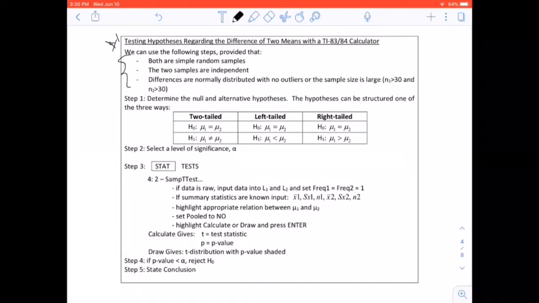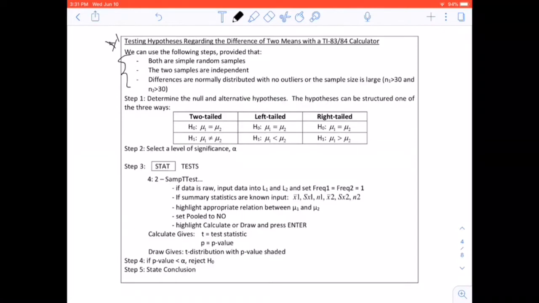Step 1 would be determine the null and alternative hypotheses. The hypothesis can be constructed one of three ways. If you notice, your null is saying that the means are equal to one another for each sample, and our alternative depends on if it's a two-tailed, left-tailed, or right-tailed test. Step 2 is to select our level of significance, or alpha, and again, that's usually given to you.